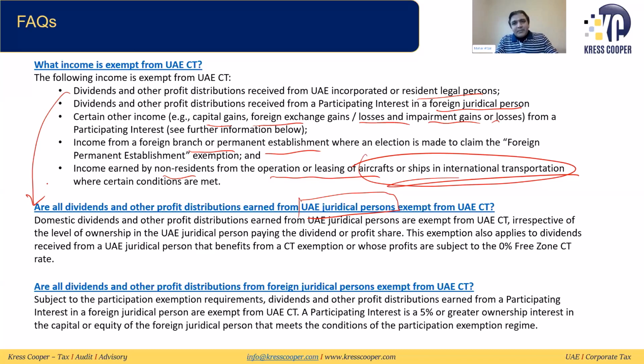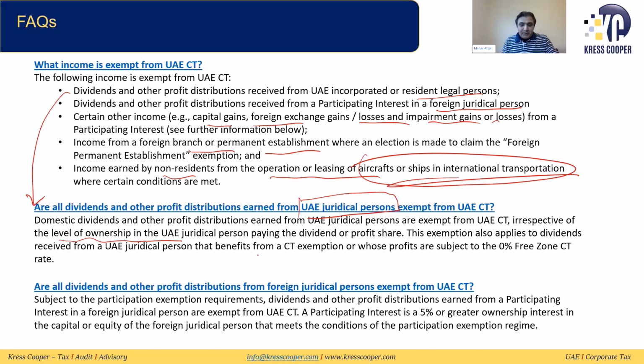If this dividend or profit distribution is being received from a UAE juridical person, it will not be subject to corporate tax. Domestic dividends and other profit distributions earned from a UAE juridical person are exempt from the UAE corporate tax irrespective of the level of ownership. Agreed? We have not discussed any threshold for our first case. The exemption will also apply to dividends received from a UAE juridical person that benefits from a corporate tax exemption.